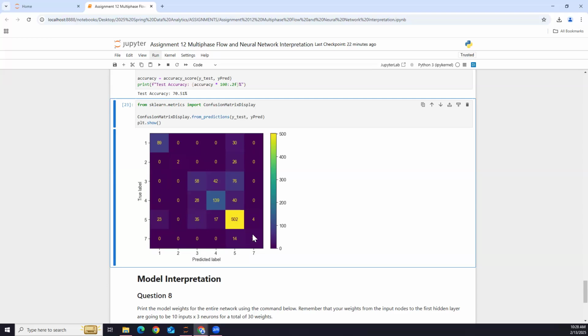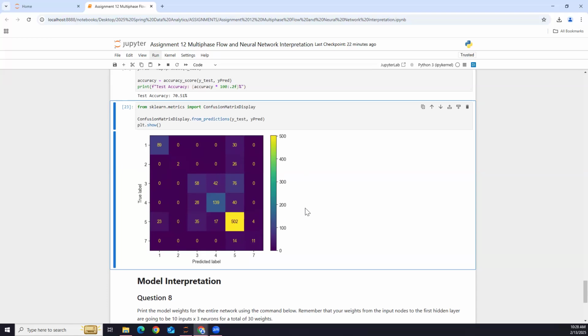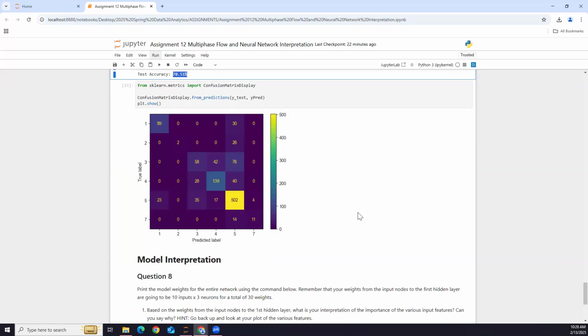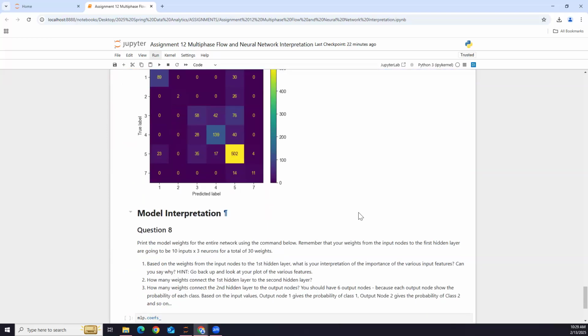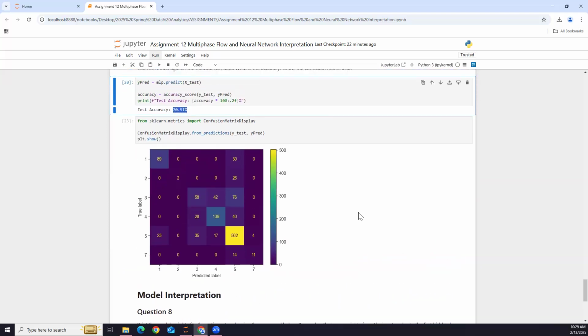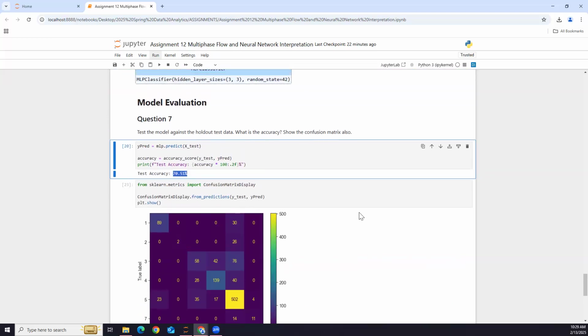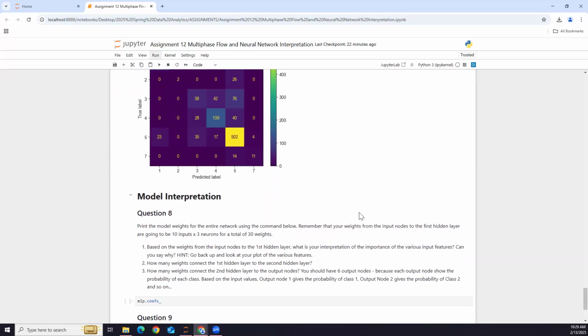So this is my confusion matrix, and clearly you can see that there are quite a few off-diagonal terms, which means that there are quite a few misclassified test data points, which has contributed to this relatively low accuracy. And that's fine because we can always increase the complexity of the neural network and get slightly better accuracies and test predictions. And we'll see that in a bit.